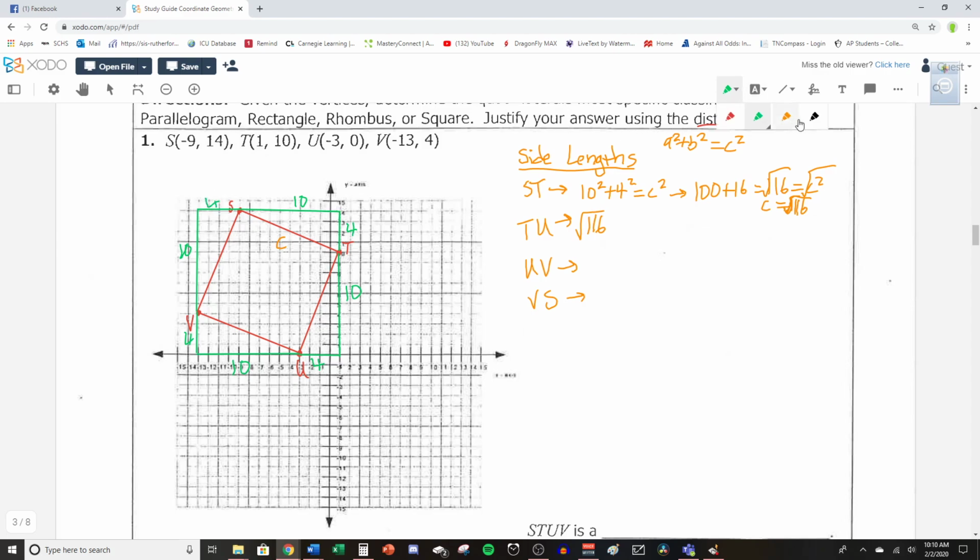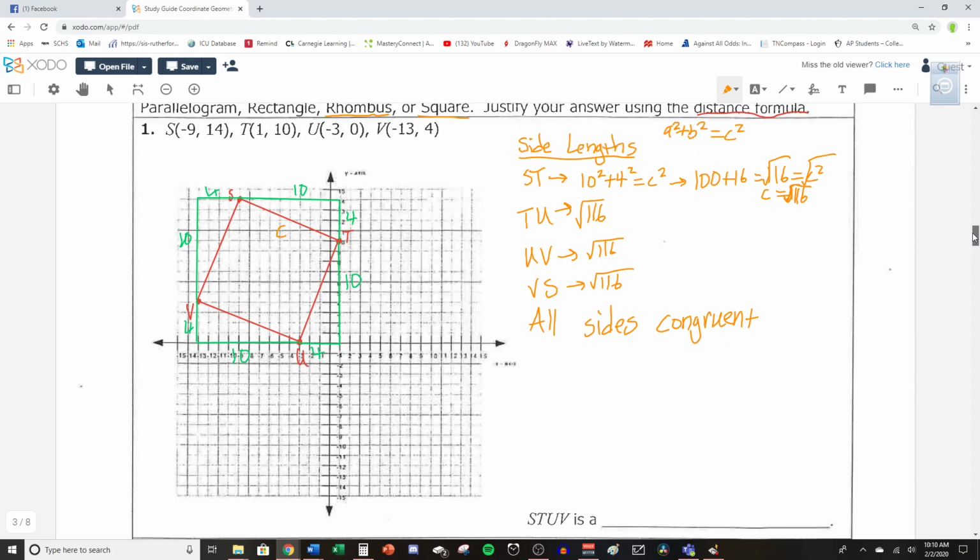So all of these have the same exact sides. So I'm going to say all sides congruent. All sides are congruent. So that means that it could be a rhombus, it could be a square based on our definitions of those. Parallelograms and rectangles have opposite sides congruent. Rhombuses and squares have all sides congruent. So it could be either of those.